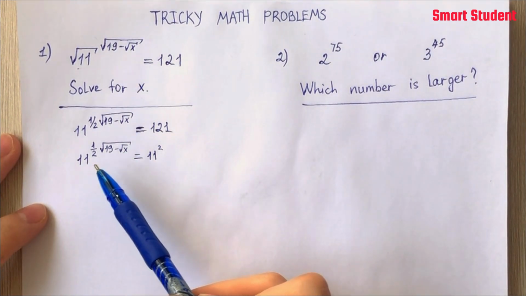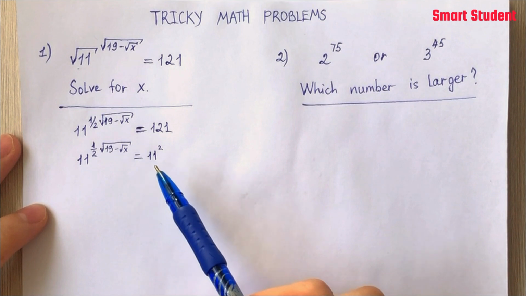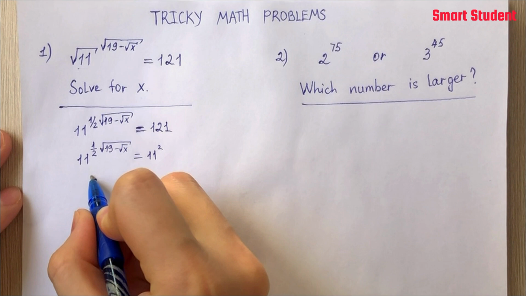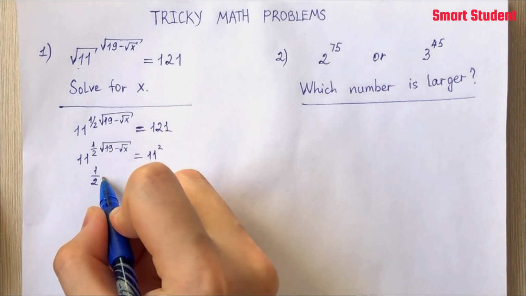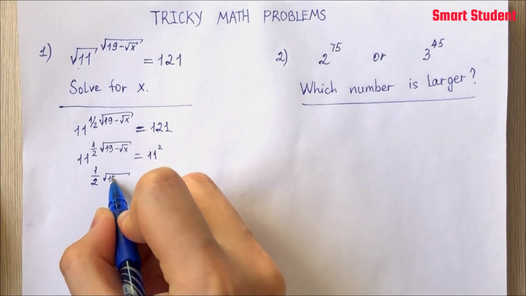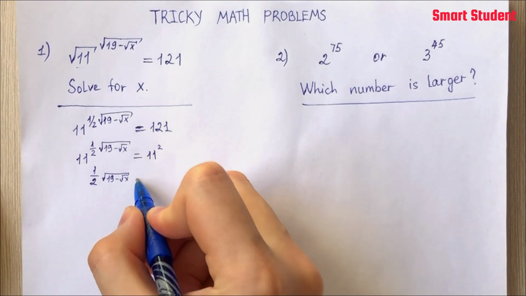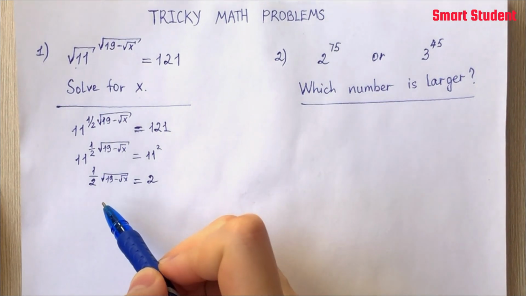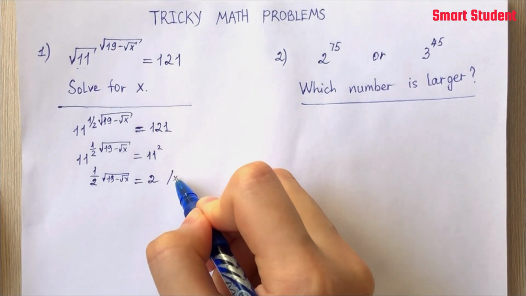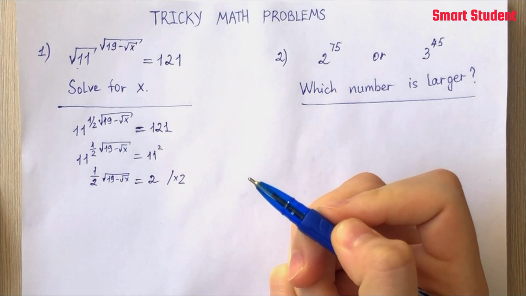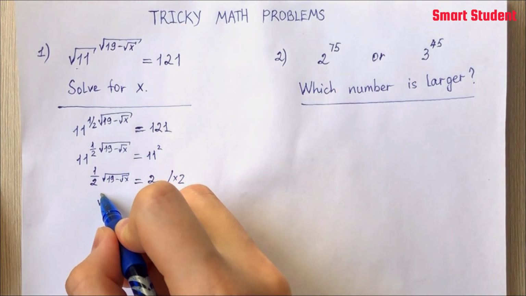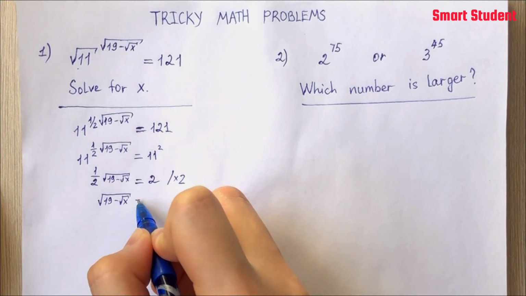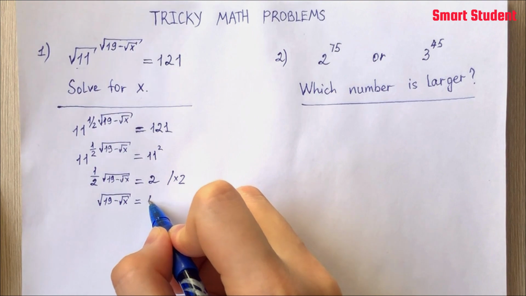Now we have two numbers with the same base, so we can just go ahead and equal their two exponents. If we do that, we get 1/2 times the square root of 19 minus the square root of x is equal to 2. Now let's get rid of this fraction by multiplying everything by 2. And we're gonna get the square root of 19 minus the square root of x is equal to 2 times 2, which is 4.